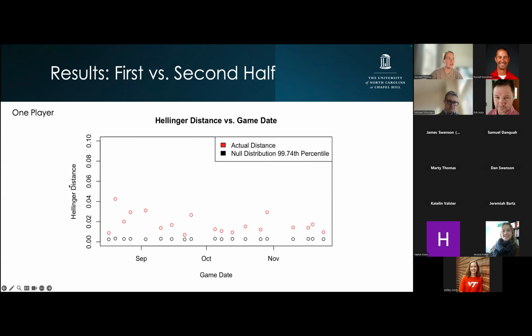So we took the Hellinger distance between the probability distribution from their first half and second half, and the actual is in red and the simulated is in black. And so you can see this trend where all of the red ones are higher, which means it was a statistically significant difference. And we saw this across all players for basically all games as well.